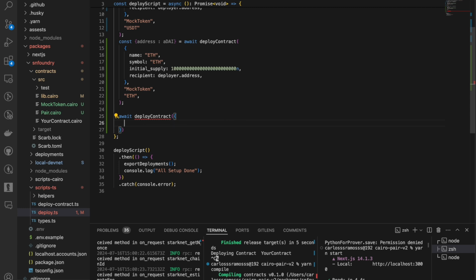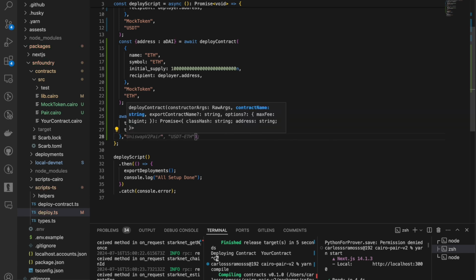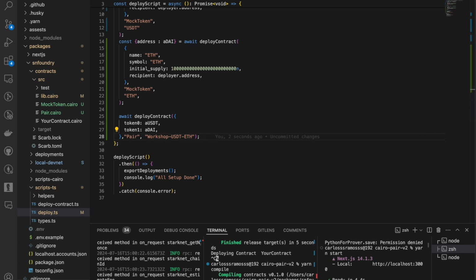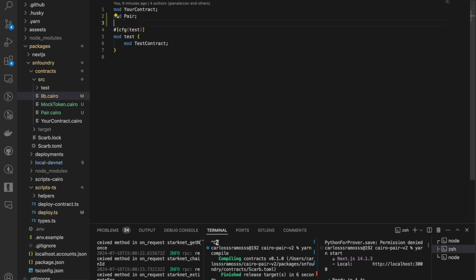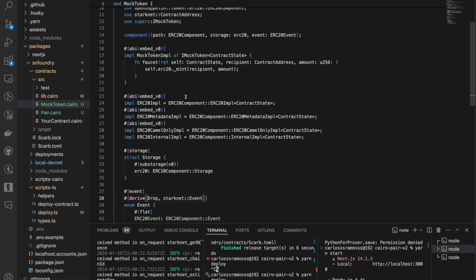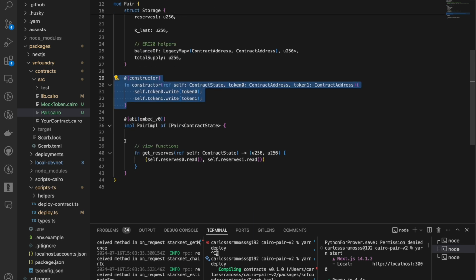So we're going to be passing the token 0 address, and this is going to be USDT. We're going to pass the token 1, and then we're going to pass the contract name, which is going to be the pair contract. And I'm going to call it workshop USDT ETH. Now let's see if this actually can deploy. Deploy. We need to also import our mock tokens here. All right. So we created two mock tokens. We put them as constructor arguments on our pair contract, and we're getting the reserves of them.